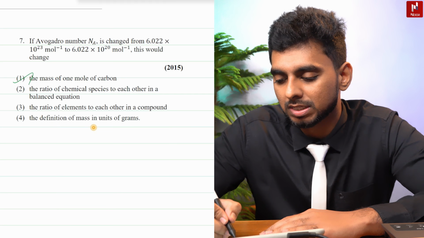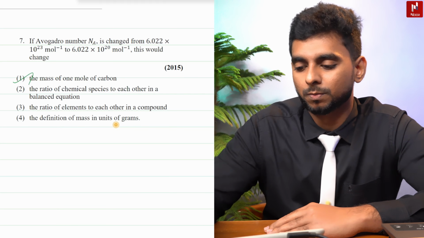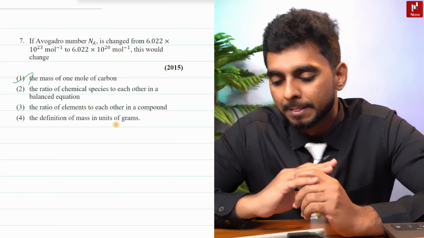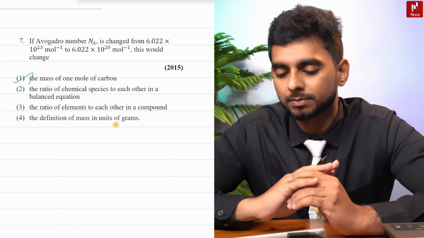The definition of mass in units of grams. Okay, so we have used some other convention to get to grams. So the definition of mass related to grams is not going to change, right? It should be a clear, simple, easy, straightforward sum. This is a kind of logic based sum.